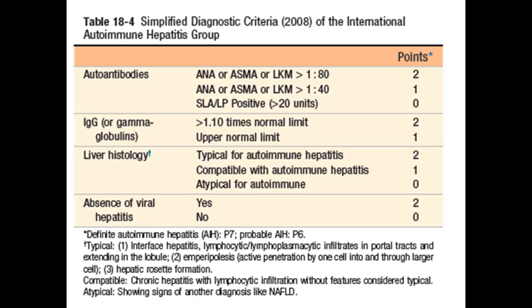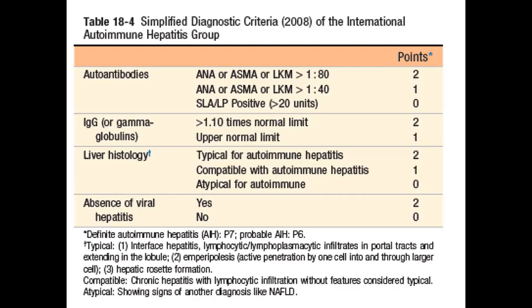If the score is 6, then we say this is probably autoimmune hepatitis, which should be confirmed by other means as well. And if the score is less than 6, either 5, 4 or 3, then we can say it is probably not autoimmune hepatitis. Look for some other cause of hepatitis.